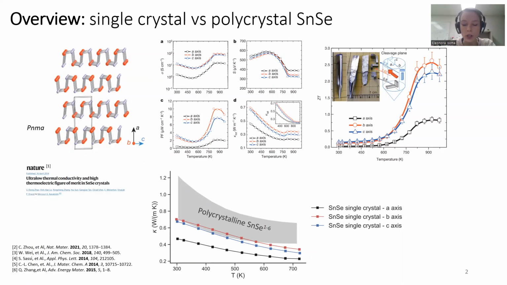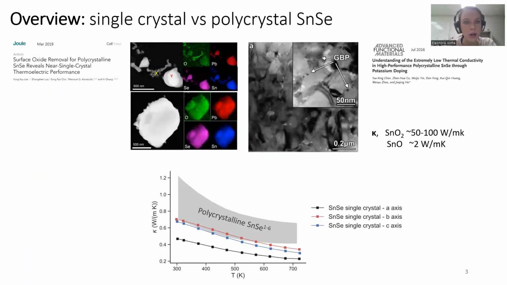So there was a lot of debate about why there was this discrepancy between polycrystal and single crystal results. And some works pointed to possible density differences, some others to possible off-stoichiometries in the single crystal sample. But the most recent and currently accepted explanation is that of oxides at the grain boundary.